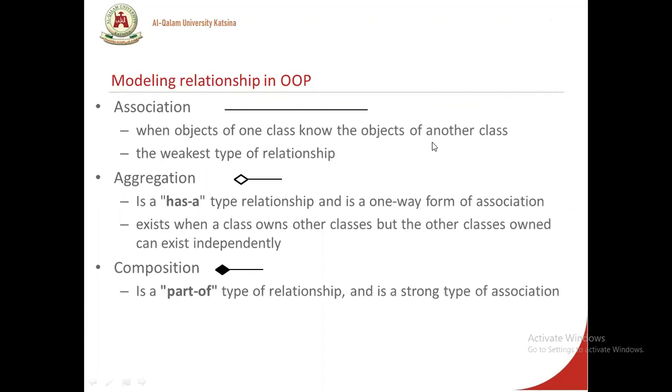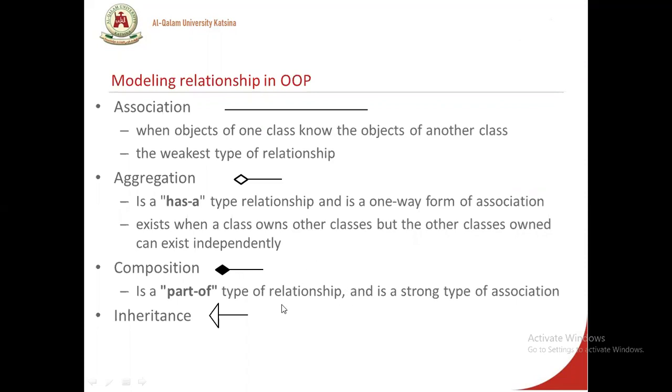But we can also have composition. Composition is also a part-of relationship. It's a strong type of association, similar to this, only that the relationship is like life and death. So if the composing class or object is destroyed, then those child classes will also be destroyed.